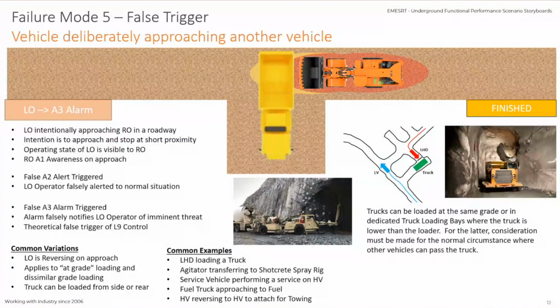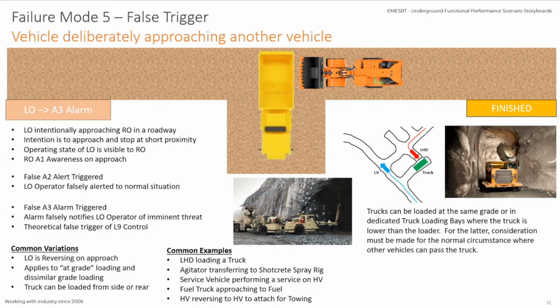Granted, one is sitting still, it's not moving, but nonetheless, you've got 2 mobile machines there deliberately wanting to approach each other. You've also got other examples like service vehicles that need to come down and do a service on a HV. You've got a fuel truck. A lot of operations run a fuel truck rather than having a fueling bay. So you'll have a big truck rock up at the HV, wanting to fuel it up, needs to get in close enough to actually have the hose reach.